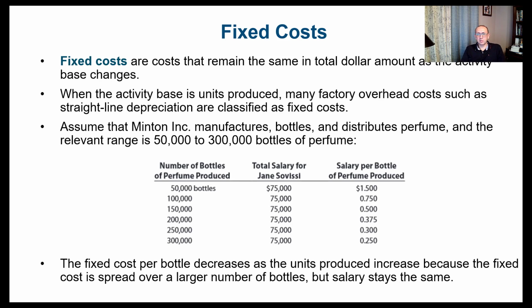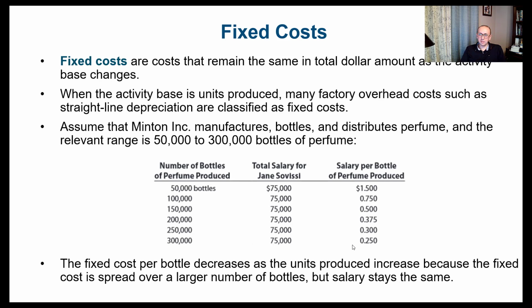Assume that Minton Incorporated manufactures bottles and distributes perfumes, and the relevant range is between 50,000 to 300,000 bottles of perfumes. So in the first column here we have the number of bottles of perfume produced. In the second column we have the total salary for one of the employees, let's say the manager, and then the third column would be the salary per bottle of perfume produced. You see here that the total salary does not change whether the company is producing 50,000 bottles or 300,000.